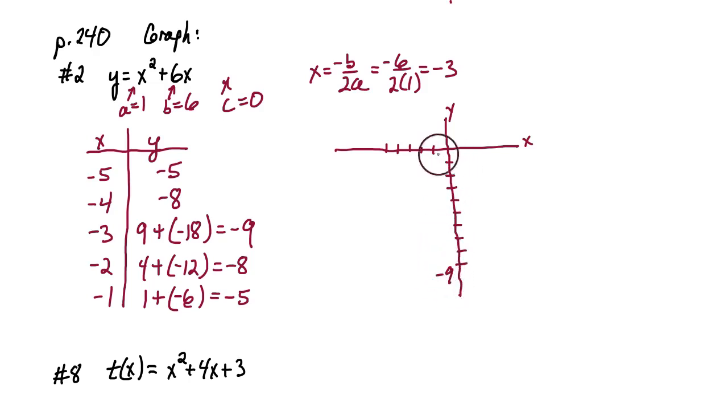Now graph the dots. -5, -5. 1, 2, 3, 4, 5. And -1, -5 will be here. -4, -8. Down to the -8 mark. -2, -8. Right here. And the vertex, -3, -9. Here's the parabola.